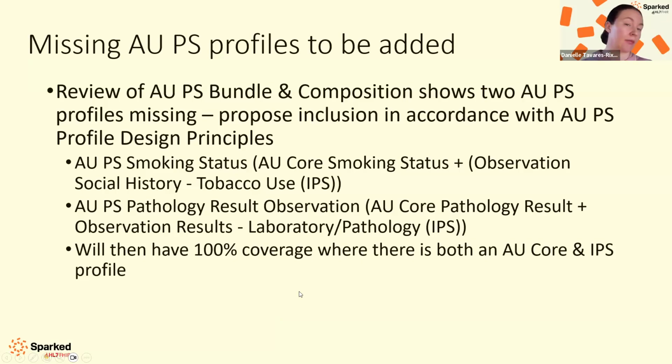those two profiles that will then add to our walkthrough schedule. For smoking status, which would be AU core smoking status, and the IPS one is observation social history tobacco use. And there's the path result observation one, which is AU core path result, and then the observation results lab/pathology in IPS. Any objections to us putting that in and then taking that into testing next week? I don't see any hands. Dushi's done work and we're reviewing it now.